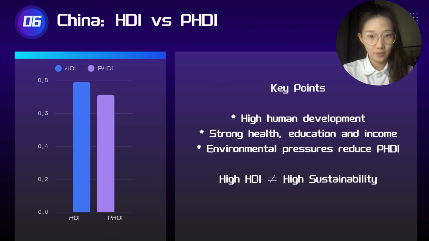China's HDI is 0.797, whereas PHDI falls to 0.713. This represents a reduction of approximately 10.5%. The gap shows that environmental pressures significantly affect China's sustainability performance. Although China has achieved strong development outcomes in health, education, and income, those achievements have been accompanied by environmental costs. Therefore, sustainability remains an important challenge for China.